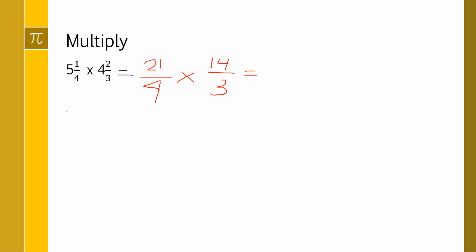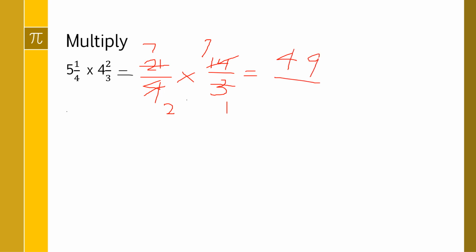We're going to use the cancellation method, and using it we use the cross product theorem. The GCF of 4 and 14 is 2. 4 divided by 2 is 2, and 14 divided by 2 is 7. At the same time, for 21 and 3, the GCF is 3. So 3 divided by 3 is 1, and 21 divided by 3 is 7. 7 times 7 is 49.